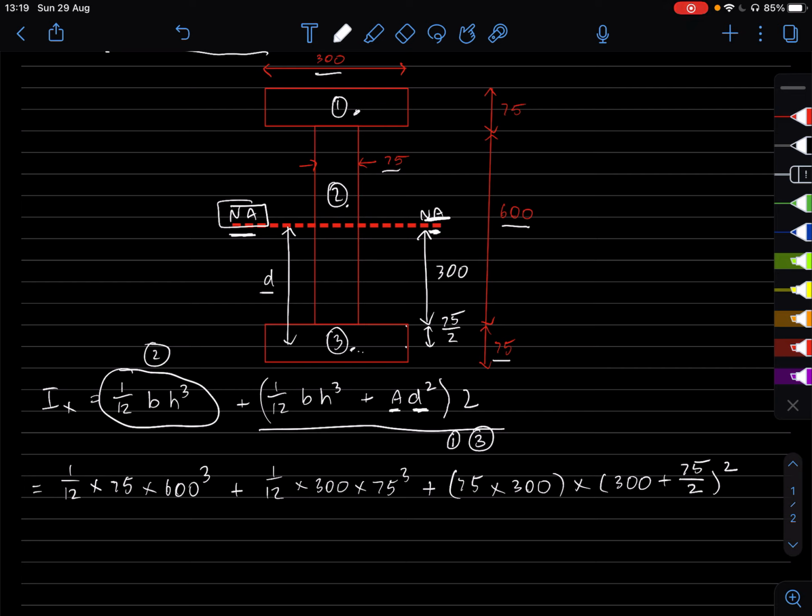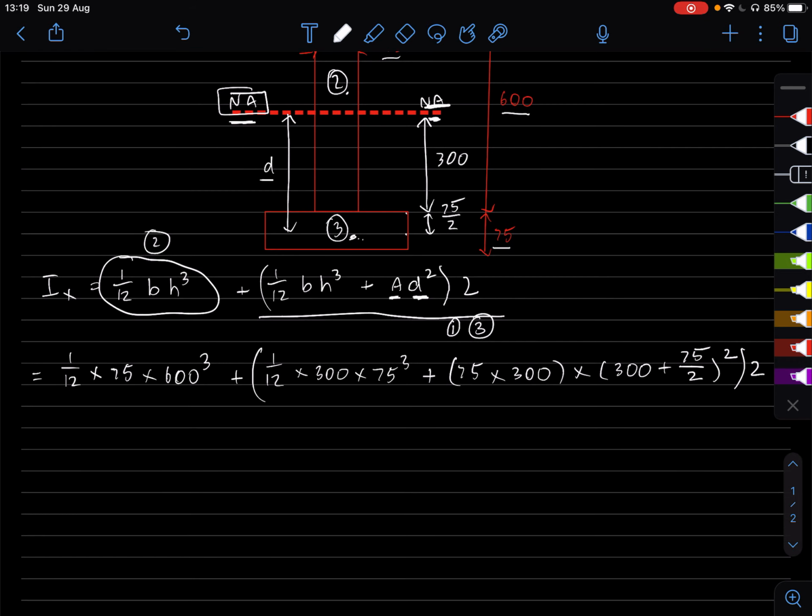Okay, so we're going to times this whole thing by 2, aren't we? That's because we have 2 of these rectangles, 1 and 3. So it didn't matter that I chose rectangle 3 for this distance, because they're the same. I could have easily just done rectangle 1. And so the answer, the solution for this problem is 6.5 times 10 to the power of 9 millimeters to the 4th.